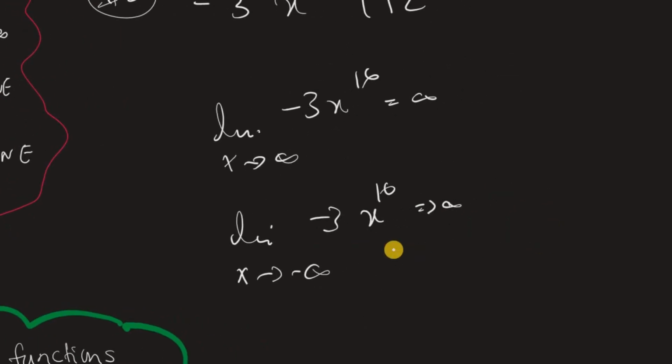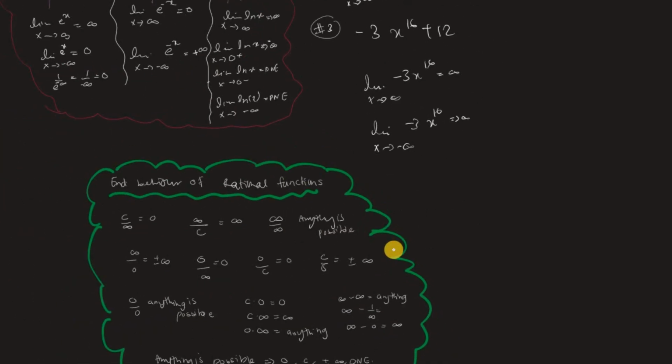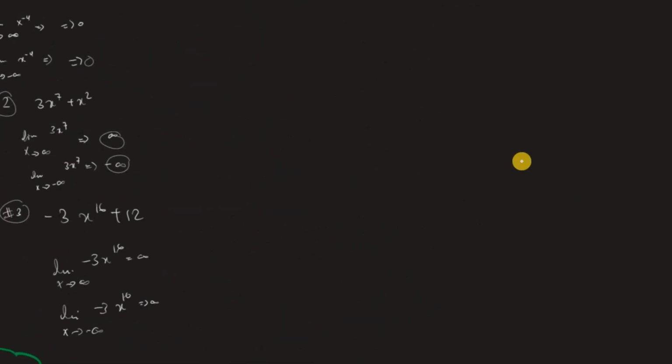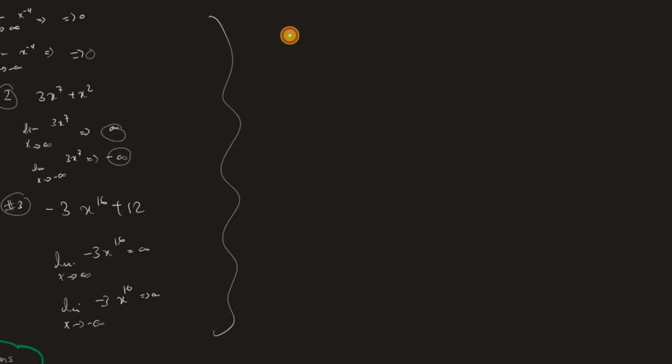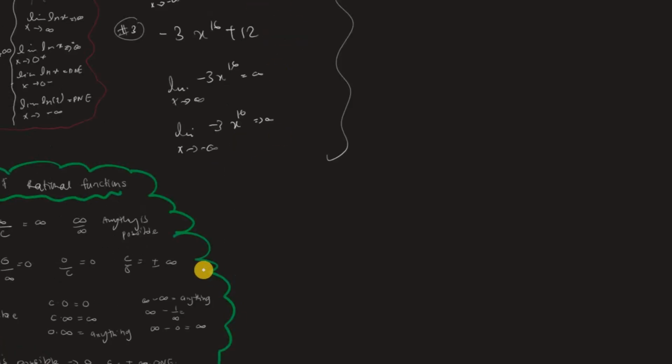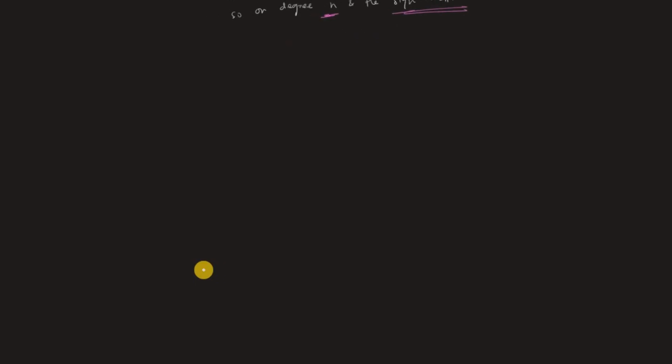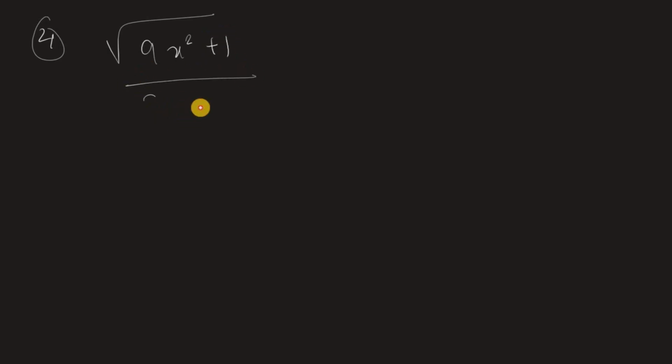Now moving on to question number 4. I think we can take this space over here, or if you want we can move down. Yeah, I think this is much better. Question number 4 we have is 9x squared plus 1 over 2x plus 1.